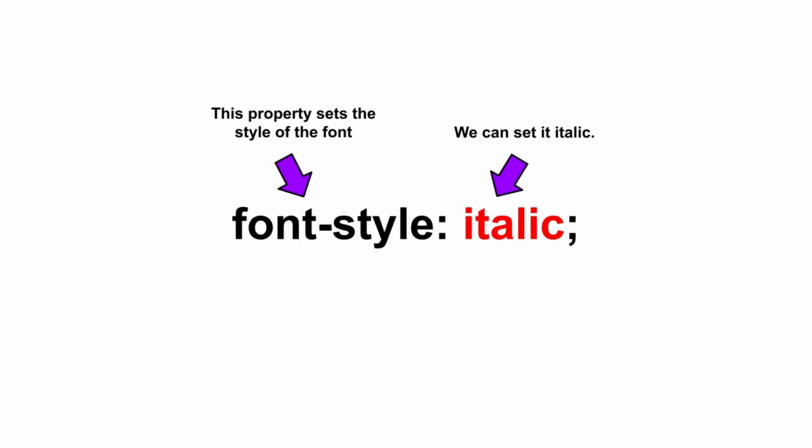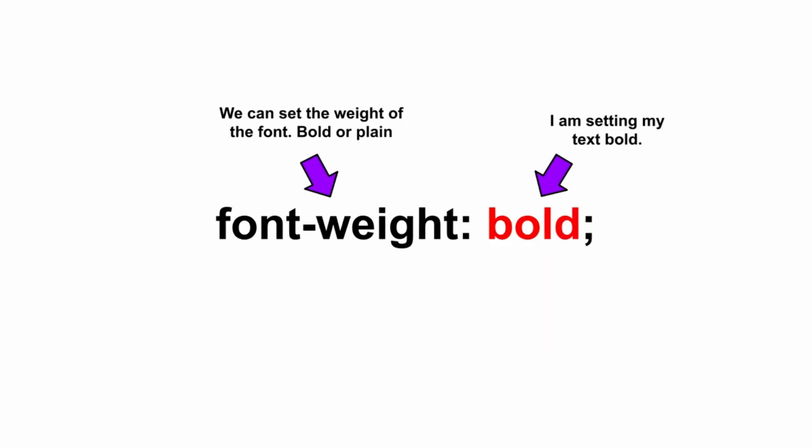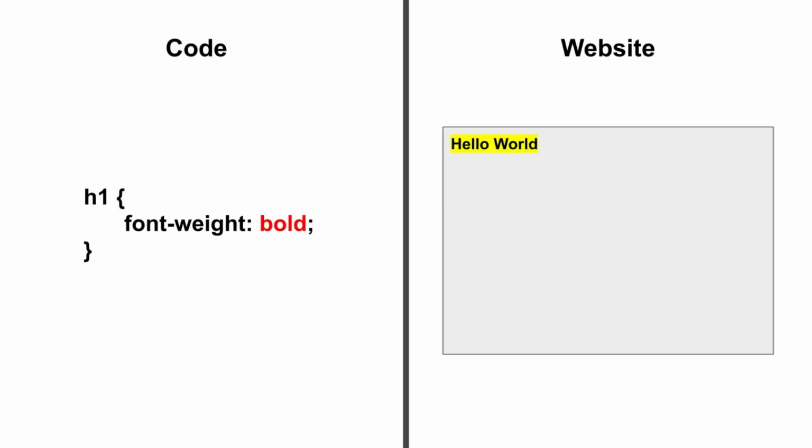The next property is the font-style property. We can use it to set a style. I will choose italic. If we write this, our website will show our text in italic. The next property is the font-weight property. We can use it to make a text plain or bold. After running our code, we will see the text in bold.